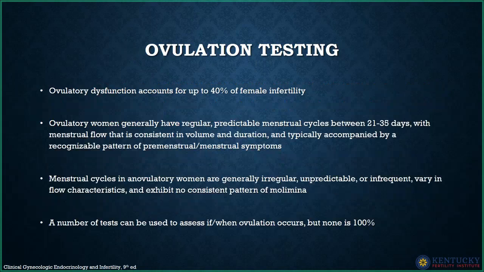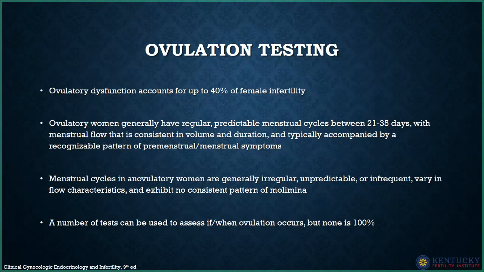And ovulation testing is kind of how we look at the function of the ovary. This is going to be very common. Again, things like PCOS are going to fall into this umbrella. And I think the menstrual history is a very important way we can first start this conversation. Women with regular cycles, 21 to 35 days, that have normal menstrual flow that's consistent, predictable, accompanied by a predictable spectrum of symptoms, are typically going to be ovulatory. Women that are not ovulatory typically have very irregular cycles that are unpredictable, more infrequent. It's not always the case, but I think recognizing those trends is important when we're first encountering a patient.